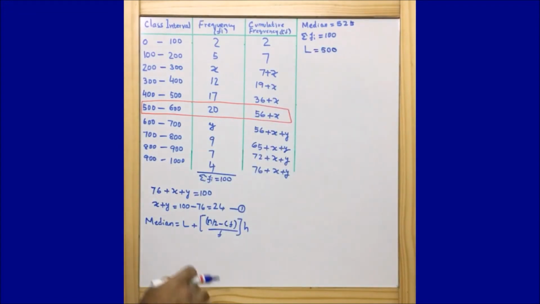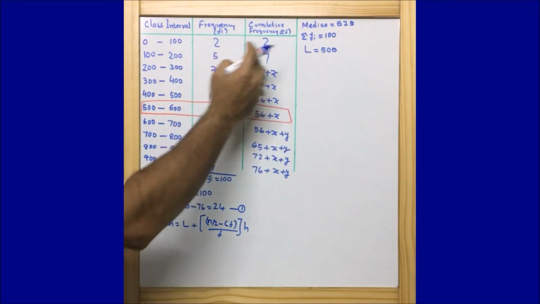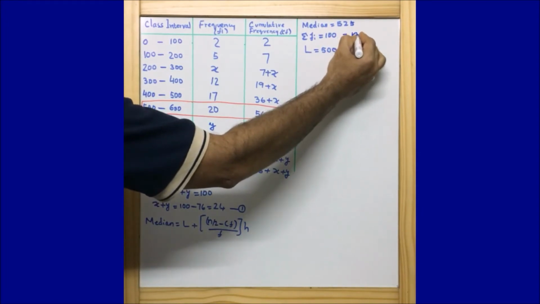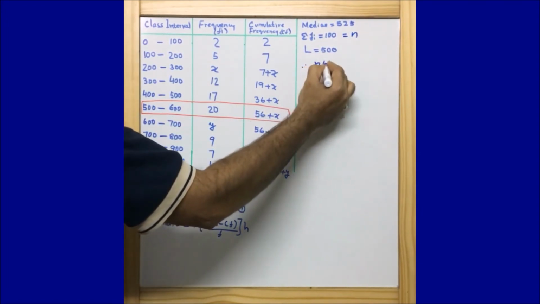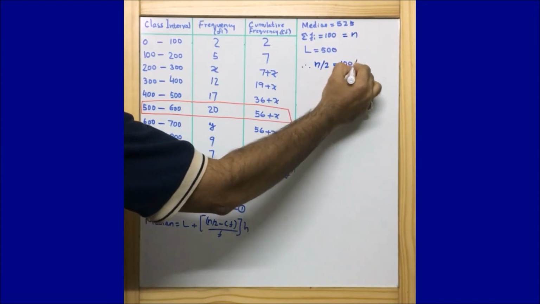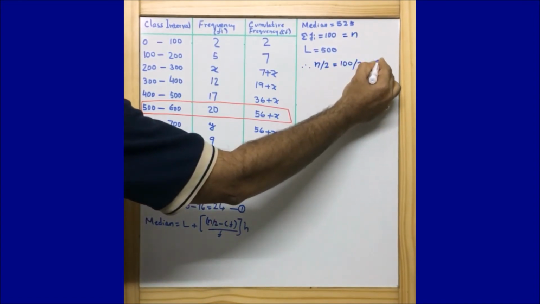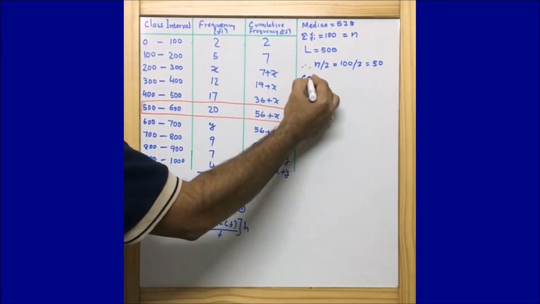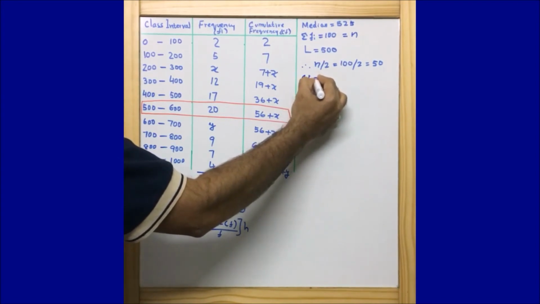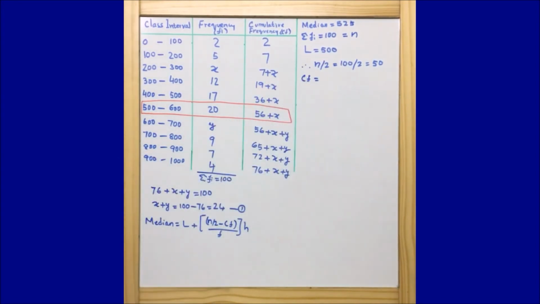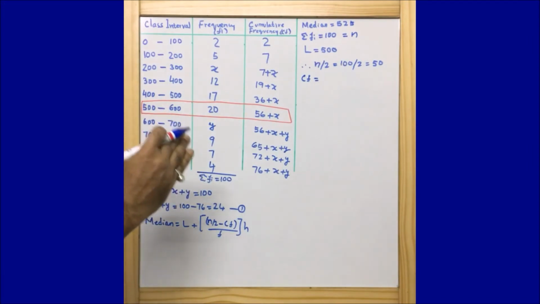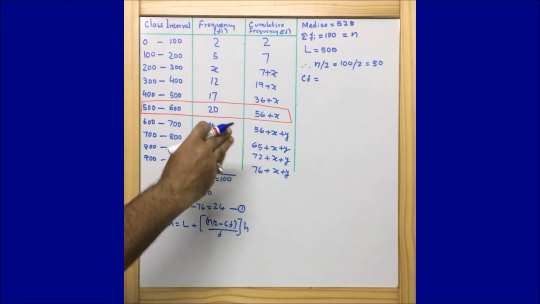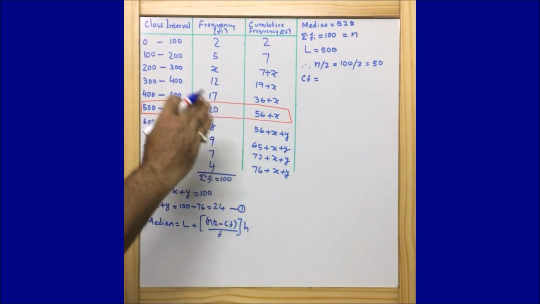Now if you look here, we have n by 2. We know the total of the frequency is 100, and we sometimes refer to it as n. Therefore, n by 2 is equal to 100 by 2, that is equal to 50. That is one thing. Now, what is Cf here? Don't mistake Cf as the cumulative frequency of the median class. Just be very mindful here. Cf here is the cumulative frequency of the class before the median class.